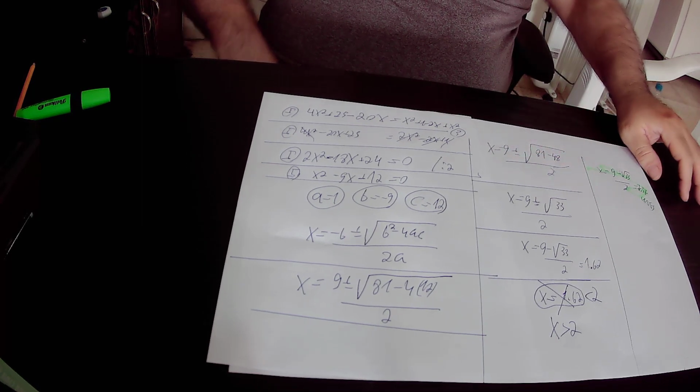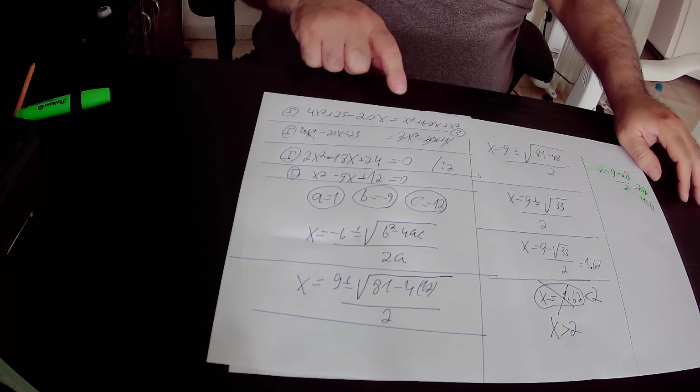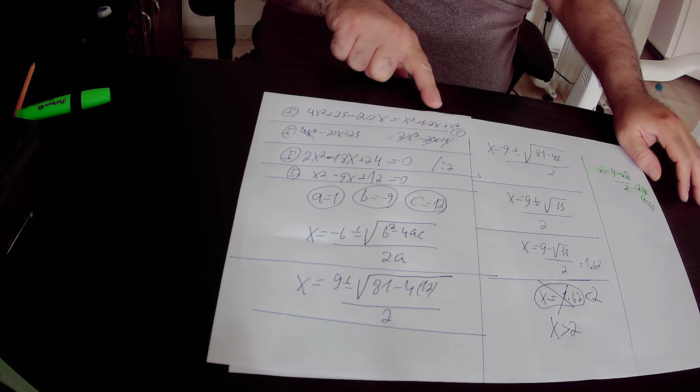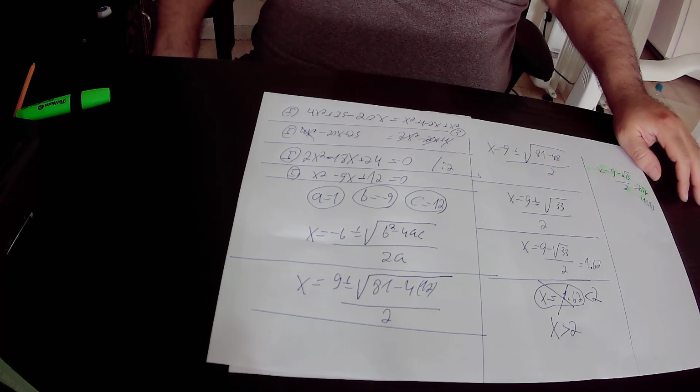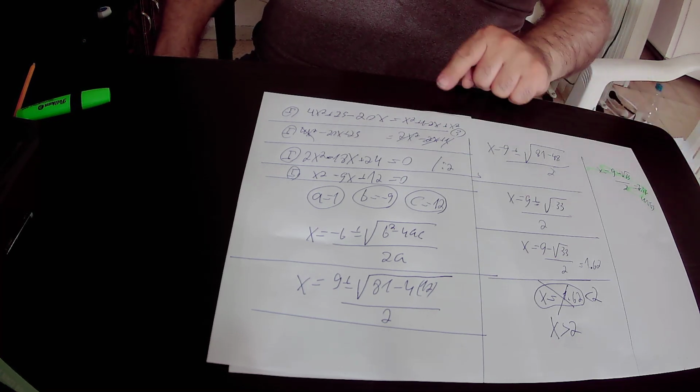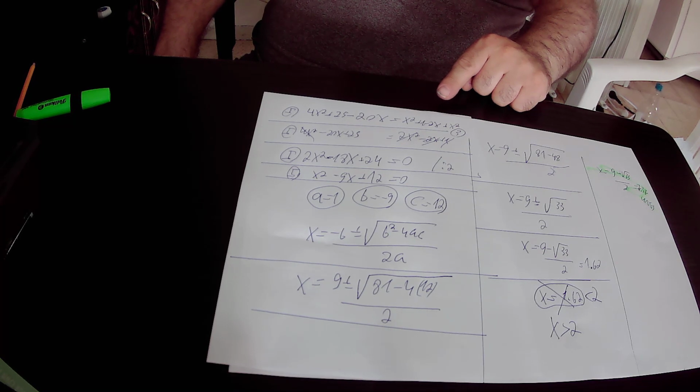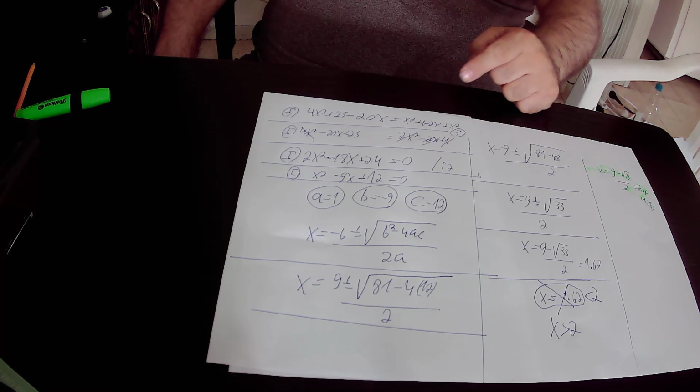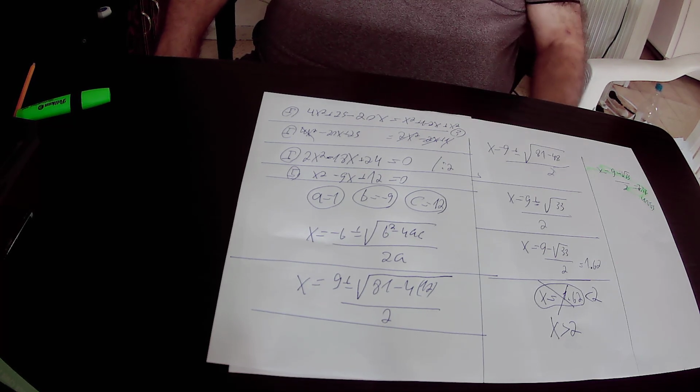Here we add. x squared plus x squared is 2x squared. So in this side of the equation we have 2x squared minus 2x plus 1. In the other side of the equation we have 4x squared minus 20x plus 25.